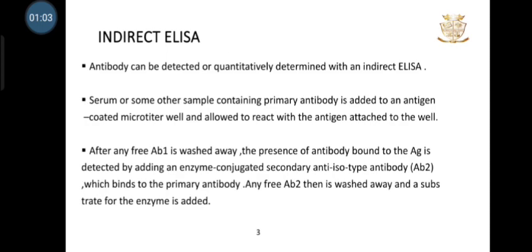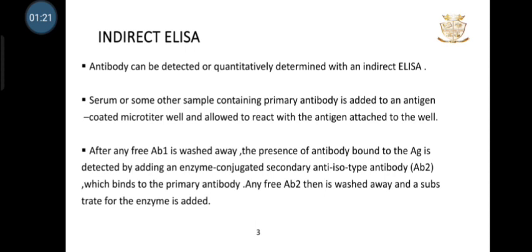First one is indirect ELISA. Antibody can be detected or qualitatively determined with an indirect ELISA. Serum or some other sample containing primary antibody is added to an antigen-coated microtiter well and allowed to react with the antigen attached to the well.